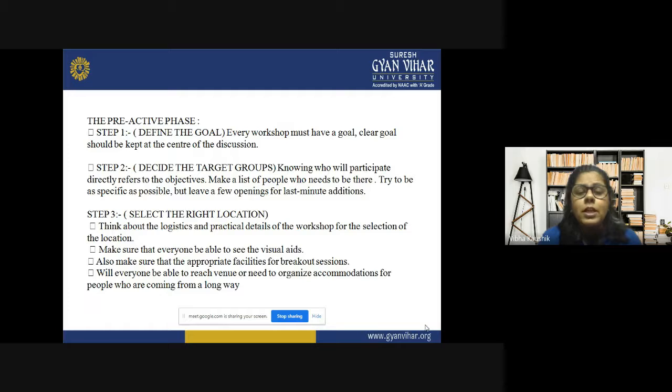Also make sure that there are appropriate facilitating facilities for breakout sessions. Will everyone be able to reach the venue? Means whether it will be feasible for everyone to reach the venue easily or not. We need to organize accommodation for people who are coming from a long way, from different districts, from different states or from different countries, where they will stay. We have to organize all the things.